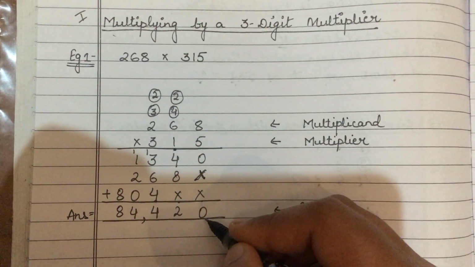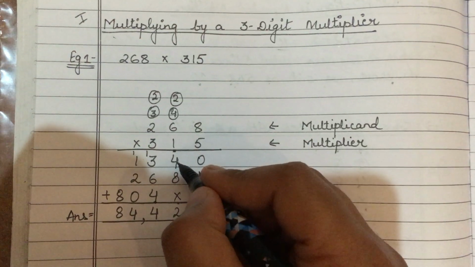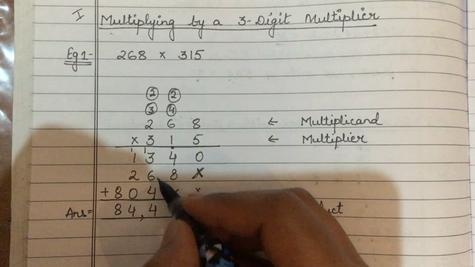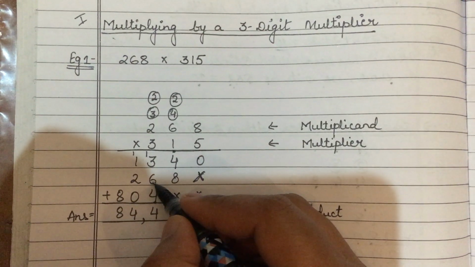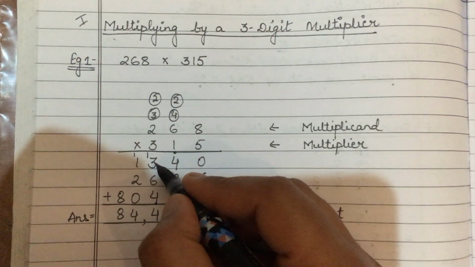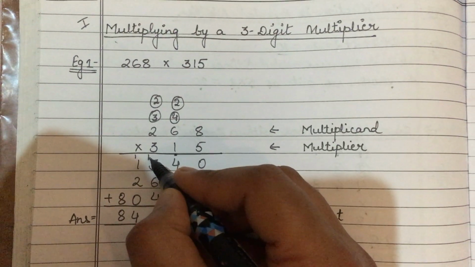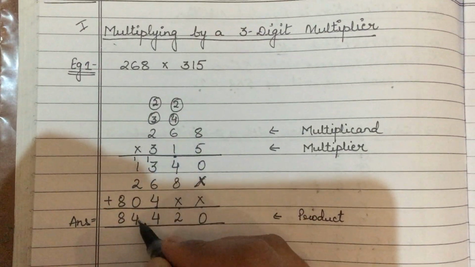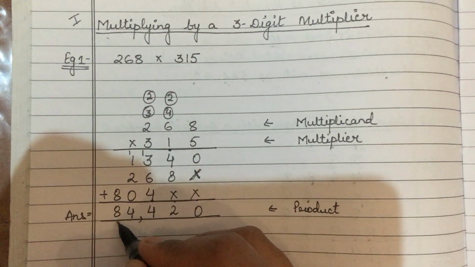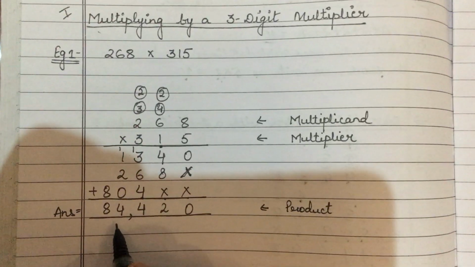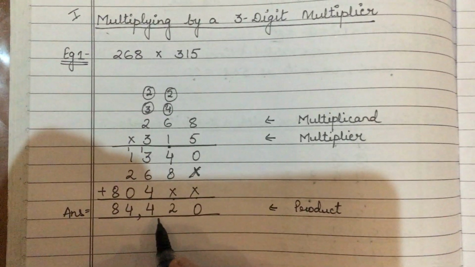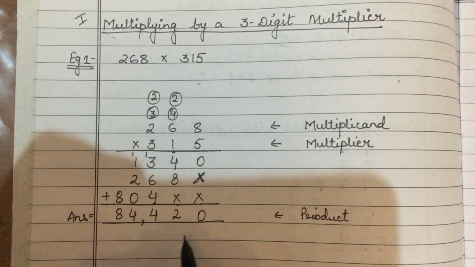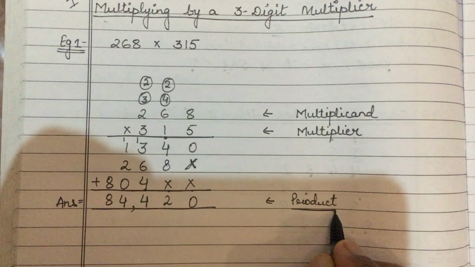So 0 comes here like this. 8 plus 4 is 12. So 1 carry here and 2 here. Then 4 plus 6 is 10, plus 3 is 13, and 1 carry is 14. So 1 carry here and 4 here. Then 2 plus 3 is 4, and then 8 is copied like that. So the product is 84,420. The answer of multiplication is known as the product.